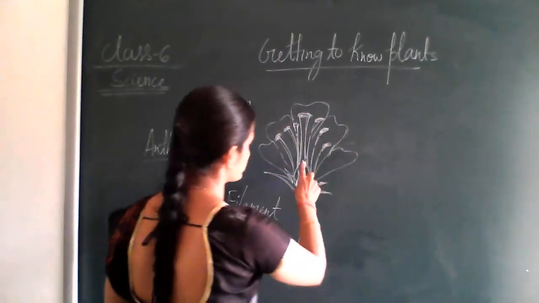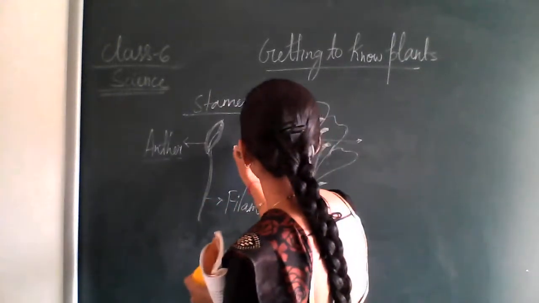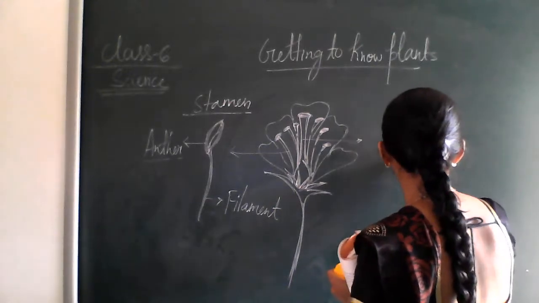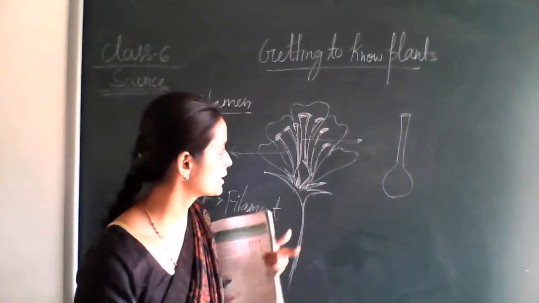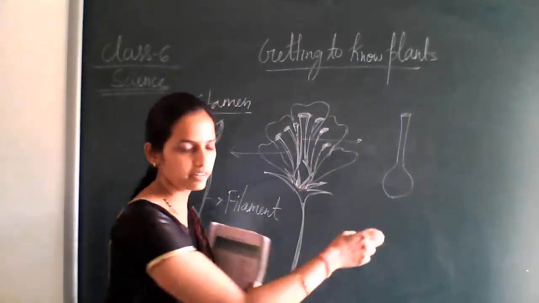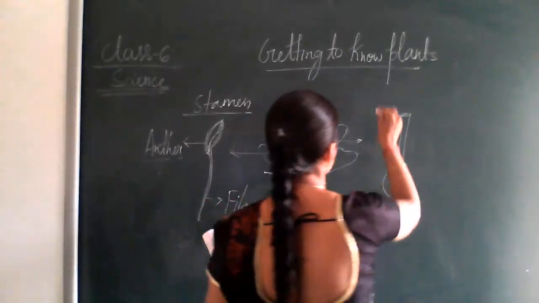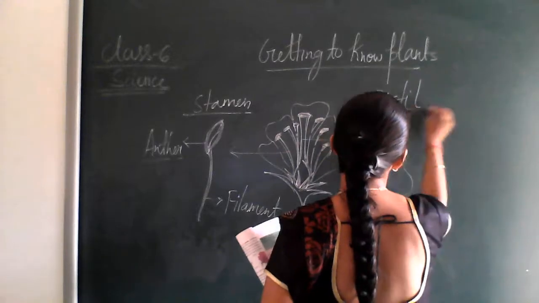Okay. So this middle portion, how is it visible? This is your stamen. This is the middle portion of the flower, that is the pistil. Now we are going to study the parts of the pistil.